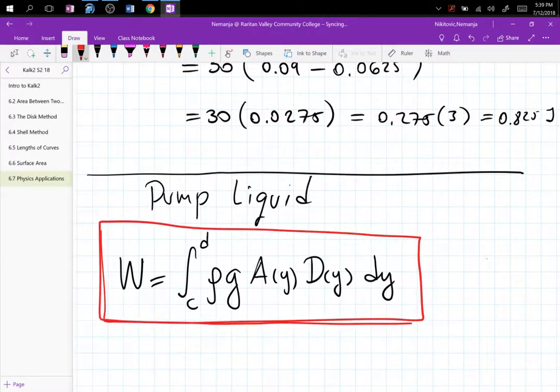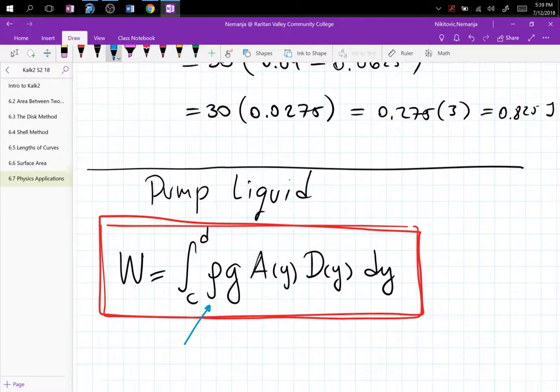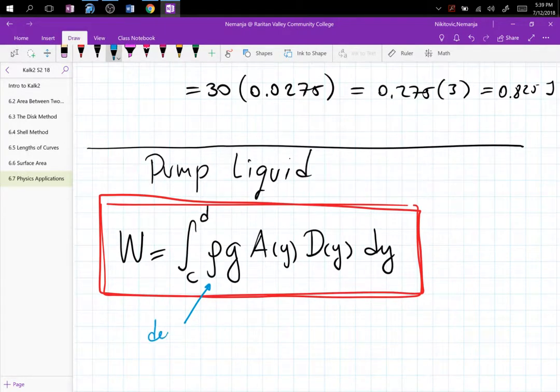And I will give you exactly all the aspects, like what is what here. So rho is the density. So what are you pumping? Water or gasoline or blood, right? They have different viscosity. It's going to be different to pump those. We have gravity. That will not be helping us, right?